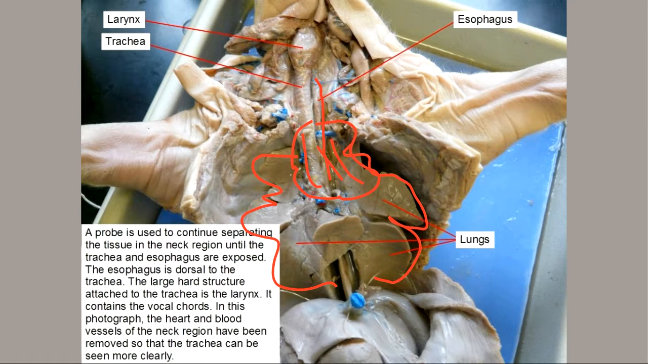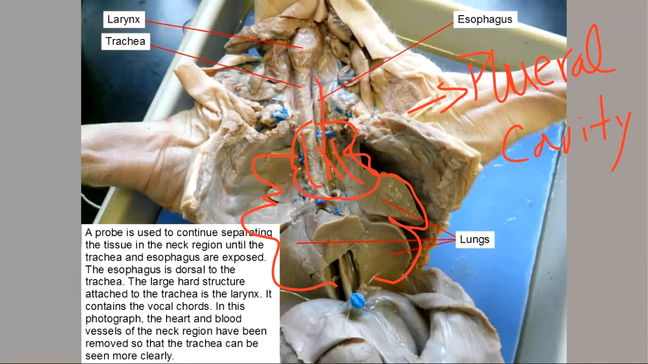This is, by the way, they're showing you here the pleural cavity, or the cavity of the lungs. Right, and the cardiac cavity and the pleural cavity together, the space where the heart and the lungs are, would be called the thoracic cavity. So this is the whole thing. This whole opening here is the thoracic cavity.